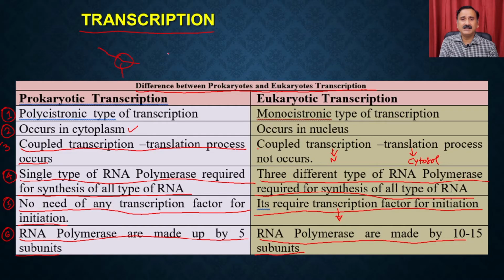So if you take home the message, what are the 3 important points? What are the differences between transcription in prokaryotic versus eukaryotic? Number 1 is the location of the transcription. The location of the transcription in the case of prokaryotes is the cytosol, whereas the location is going to be the nucleus in the case of eukaryotes.